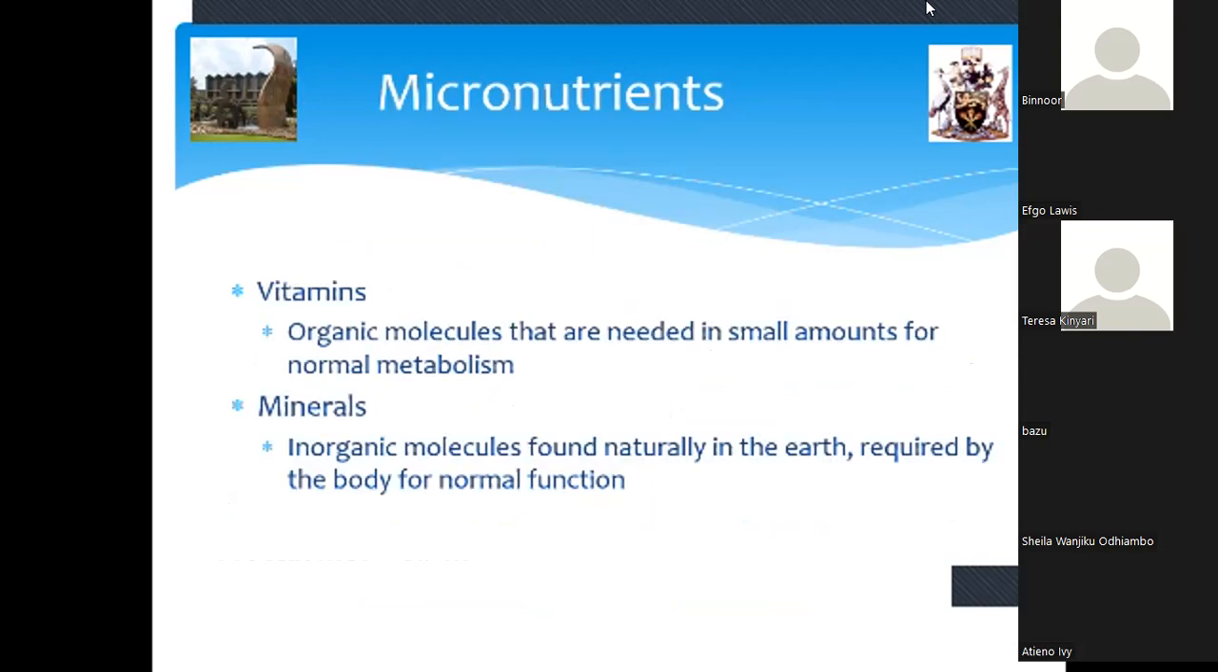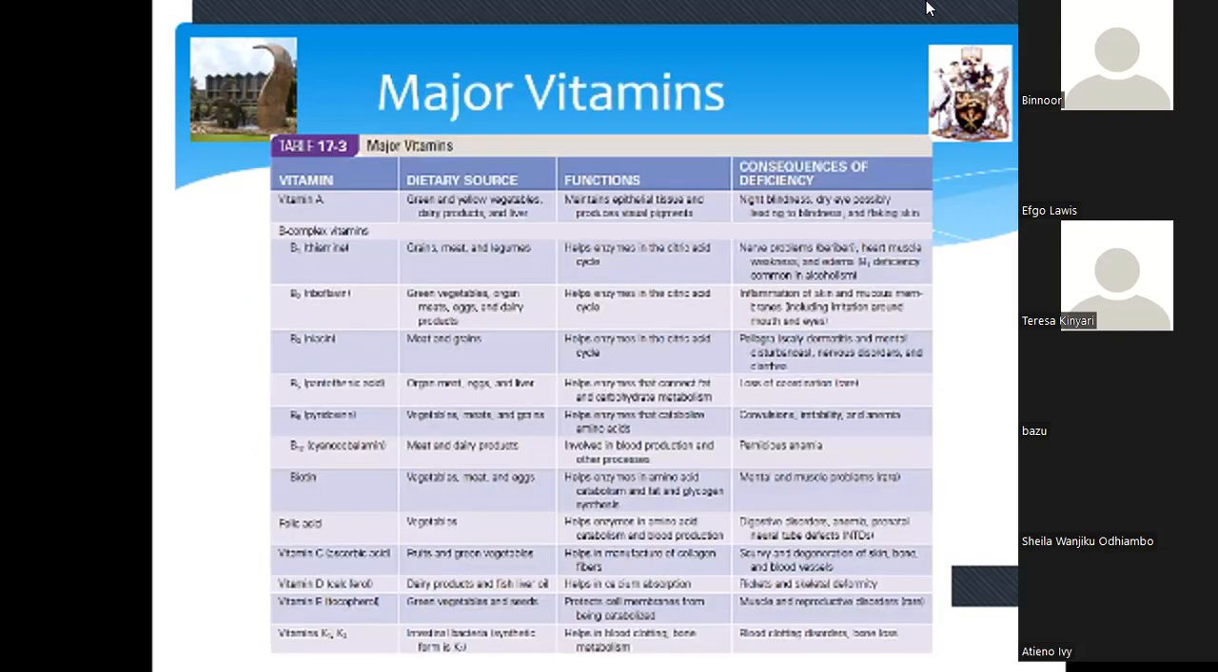Micronutrients basically are organic molecules that are needed in small amounts for normal metabolism, and these are basically vitamins and minerals. The difference between vitamins and minerals is that minerals are inorganic molecules, vitamins are organic molecules. Minerals are usually found naturally in the earth and are required in small amounts by the body for normal functions. This is a table showing the major vitamins that are required in the body.